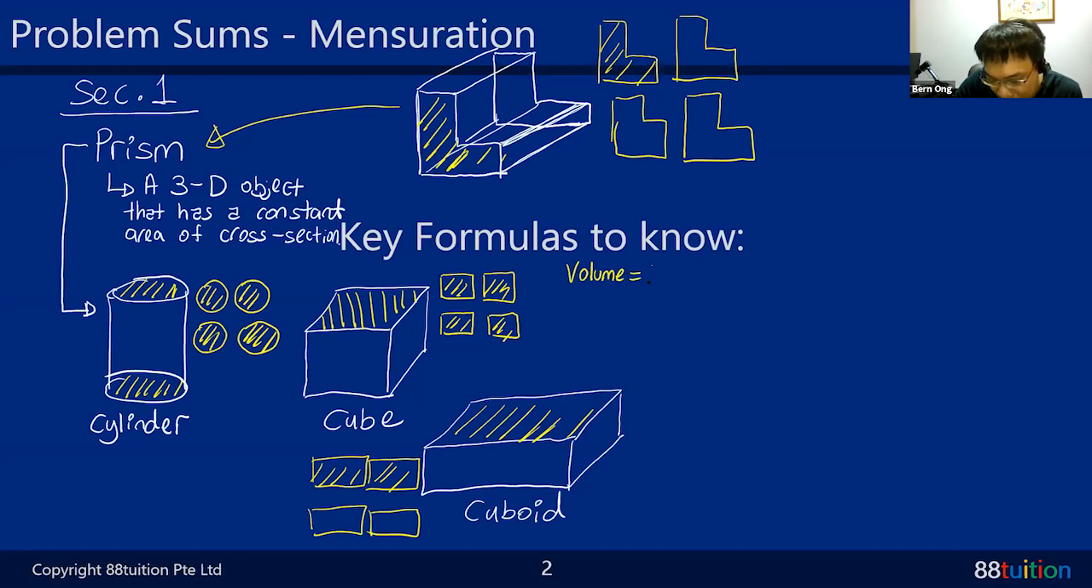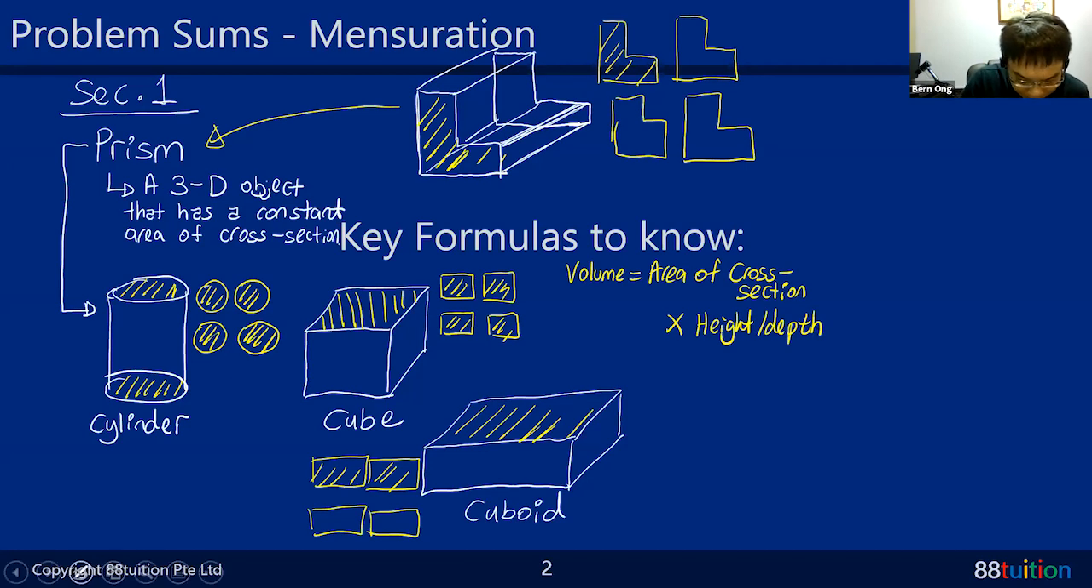Volume is simply the area of cross section times the what? Times the height or the depth, depending. So down here, for instance, this shaded portion, this L shape, is called the area of cross section. This portion here, I call it the what? Because it's a times inwards, right? So we call this the depth. Inwards is the depth.